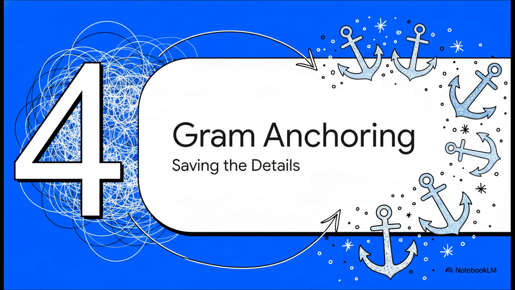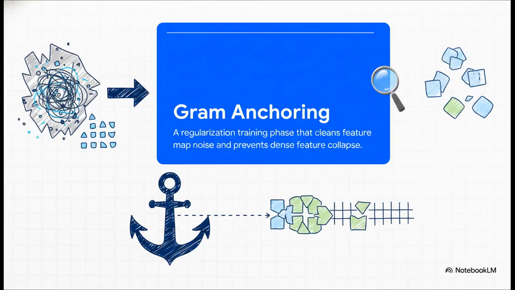But a bigger model still needs to solve that dense feature collapse. Enter Section 4, Gram anchoring saves the details. So the crucial point is this entirely new technique called Gram anchoring. It's a specialized, novel training regularization phase they added directly into the pipeline. And what it does is effectively scrub the noise right out of the feature maps.